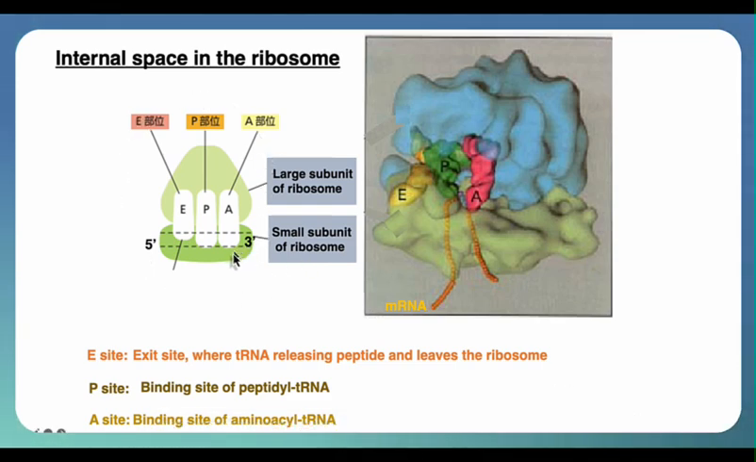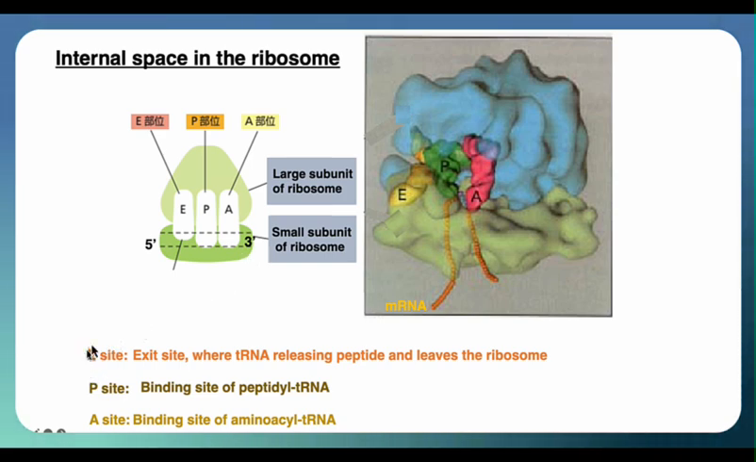In both eukaryotes and prokaryotes, the ribosome contains 3 cavities. Each one of them can accommodate a single transfer RNA. These sites are named E site, P site, and A site, respectively, in the direction from the 5' to the 3' end of the messenger RNA.